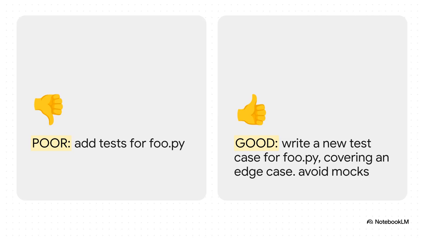A poor, vague prompt is like, "add tests for foo.py." But a good prompt is, "write a new test case for foo.py covering the edge case where the user is logged out. Avoid mocks." The difference in the quality of code you get back is just night and day.